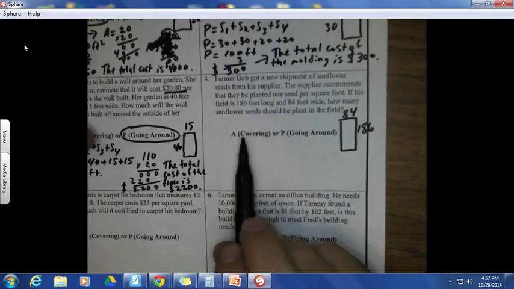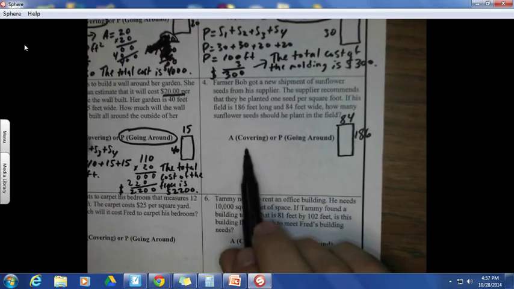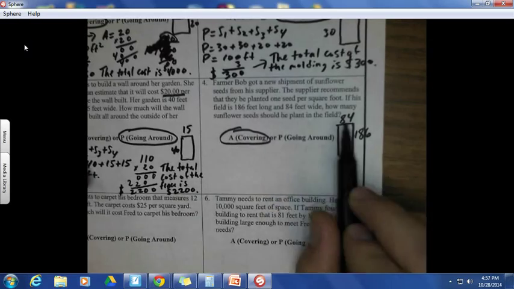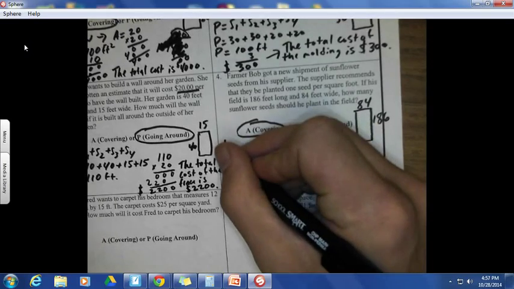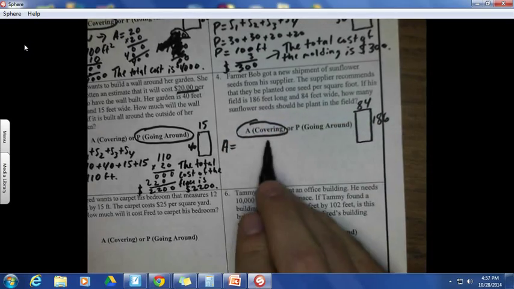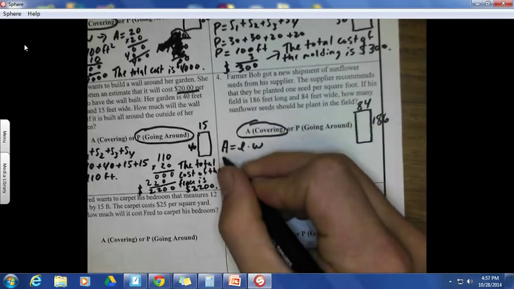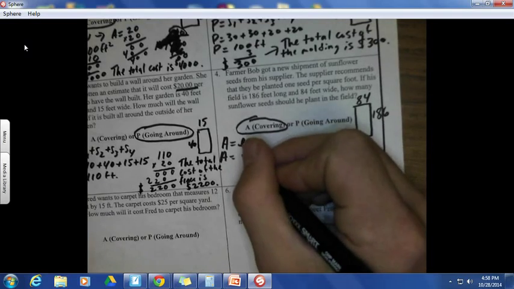Alright, so are we going around or are we covering? Farmer Bob is planting seeds all over the field. Okay, so he wants to plant 1 per every square foot. So we are covering, he's covering his field with seeds. So the formula for area, which is what we're going to use here, is length times width. Okay, so we have our length and our width, 84 times 186.